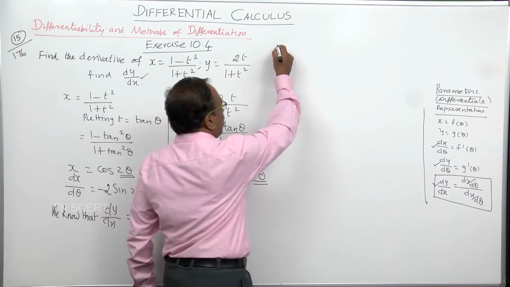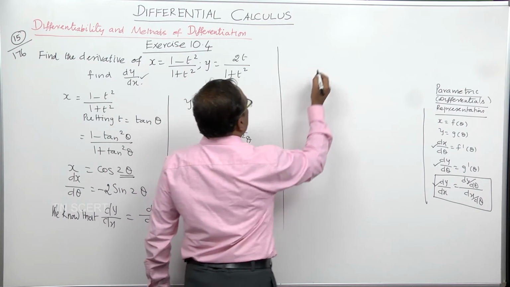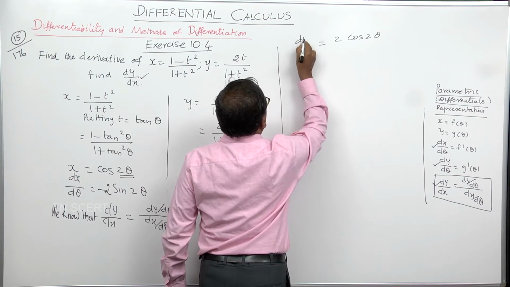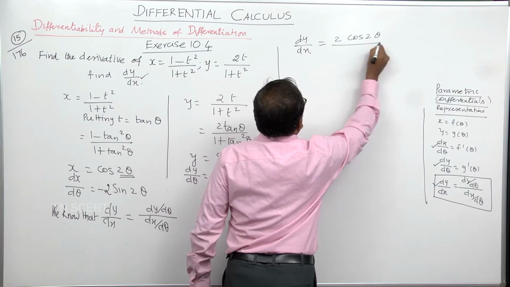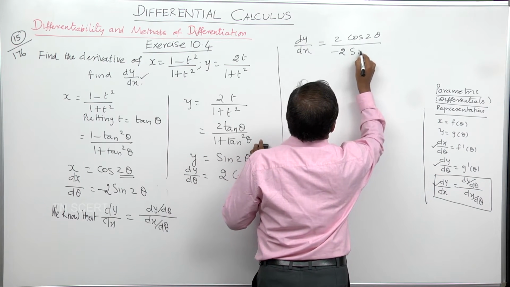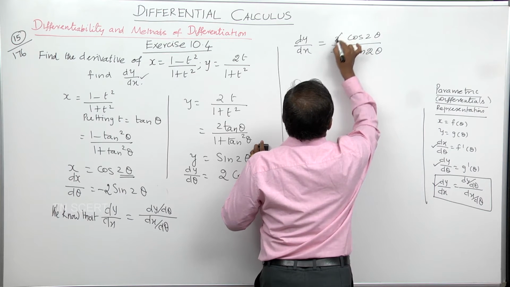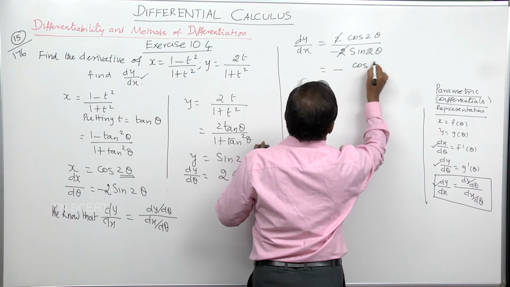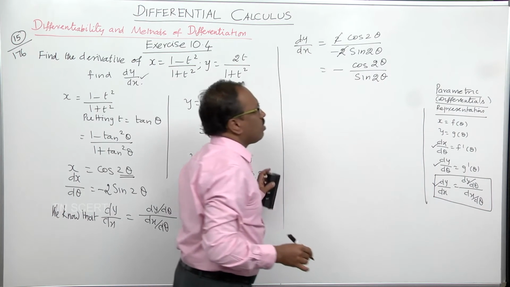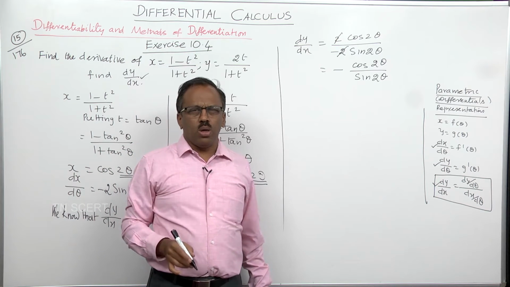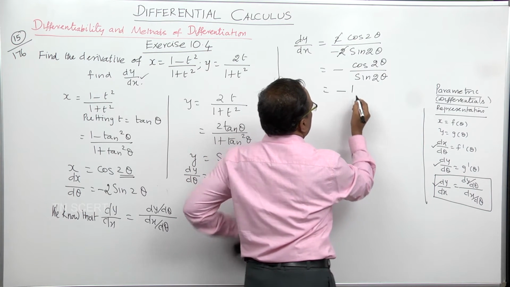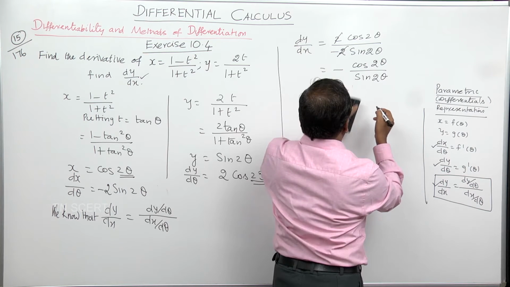So, dy by d theta, what is the formula? It is 2 cos 2 theta. Remember that. Dy by dx. And here negative 2 sin 2 theta. So both get cancelled, minus cos 2 theta by sin 2 theta. Is it over or not? Minus cot, this is minus cot here.